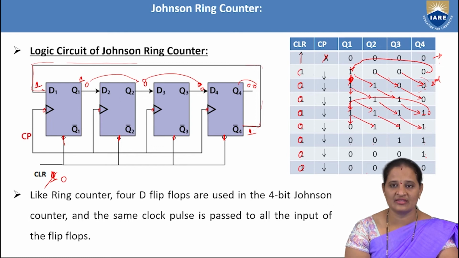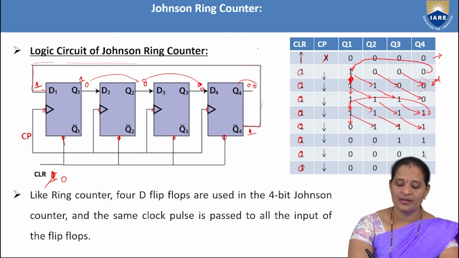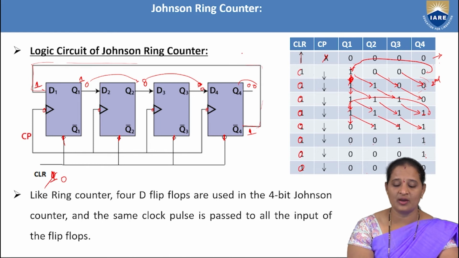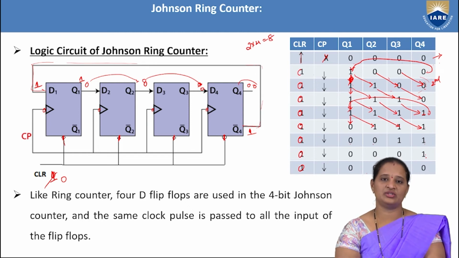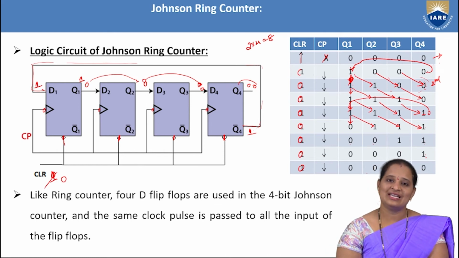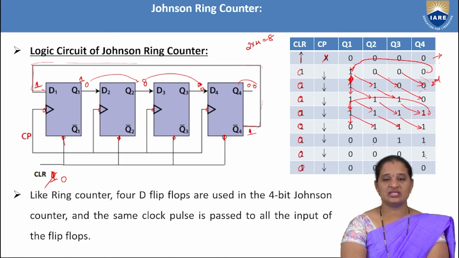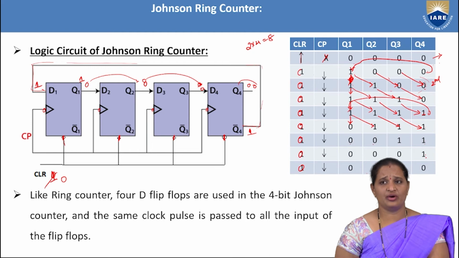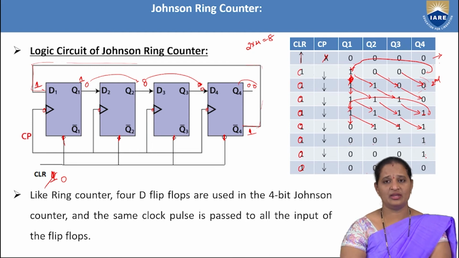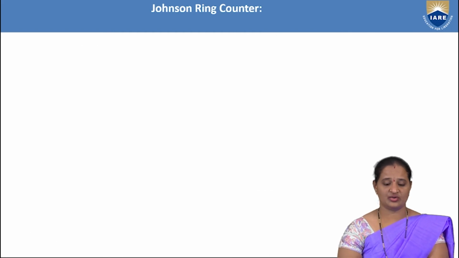That means we can say that a 4-bit Johnson ring counter can undergo 2 into 4, which is equal to 8 states. If we are designing a 5-bit Johnson counter, then it will undergo 2 into 5, that is 10 states. So this is about the Johnson ring counter. Now let us try to draw the timing diagram for this one. I hope it is clear to everyone.